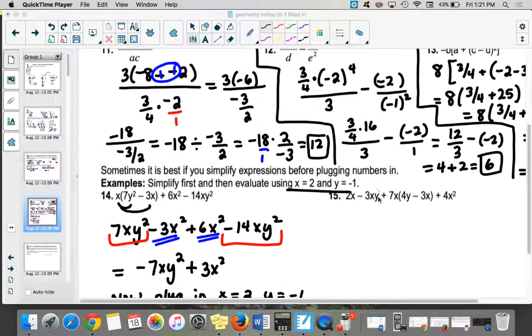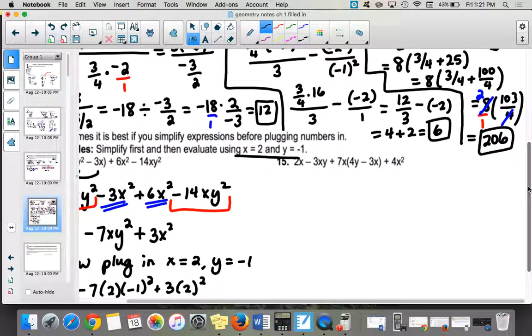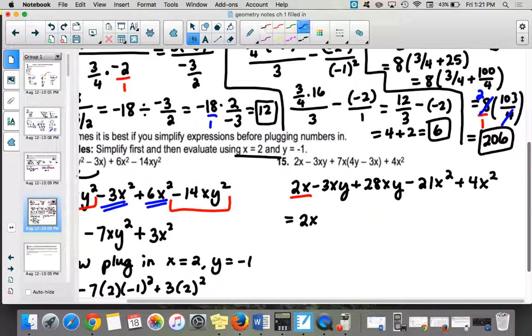All right, so first we're going to try to simplify. So we're going to have our 2x plus or minus 3xy plus 28xy minus 21x squared plus 4x squared. Did you guys have that for the first step? So combine our like terms. So let's look for any x terms. Well, it looks like just the 2x, right? Any xy terms. So I have an xy and xy, and that's it.